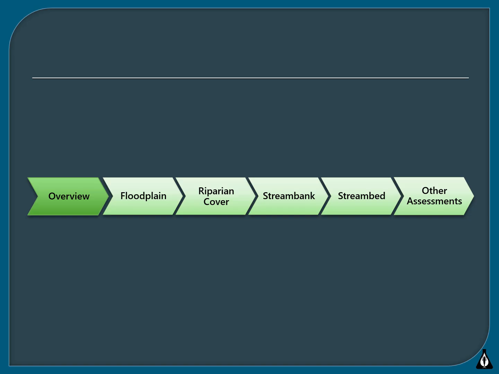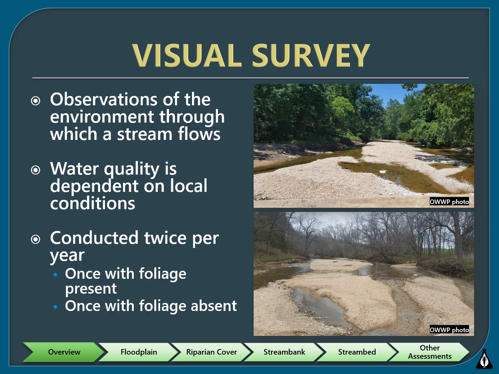We will cover characteristics of the floodplain, riparian zone, streambank, and streambed that influence the water quality of your stream. Finally, we will look at a few other ways to assess the health of your stream site. The purpose of visual survey is to record observations of the environment in and around the stream. These characteristics have a large effect on the water quality of your stream.